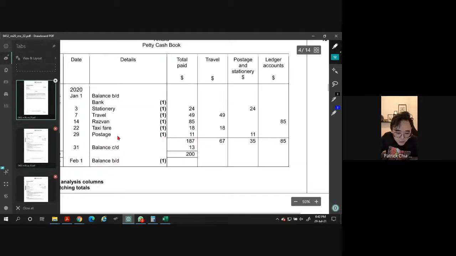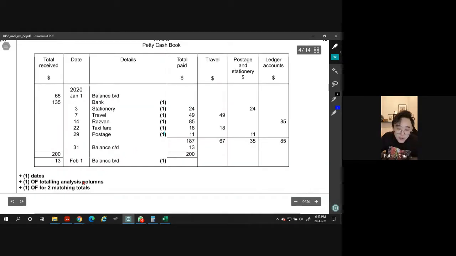Since they didn't say, so no need. All right? So can you guys see the 1 mark here? 1 mark for date, 1 mark for totaling analysis column. That means you have to do this 67, 35, and 85. If you don't do this, you won't get this 1 mark. It's an OF mark, it's a free mark. As long as you total, you get this 1 mark. So please don't forget this.